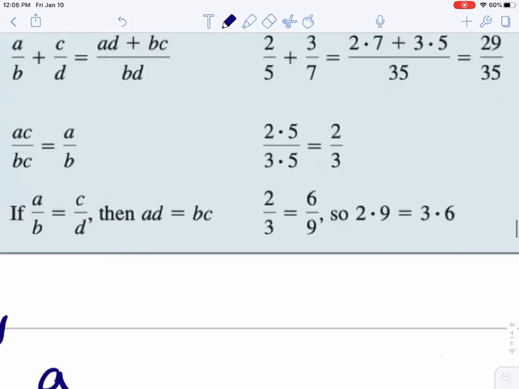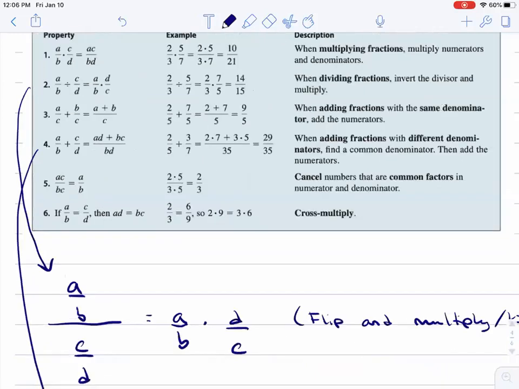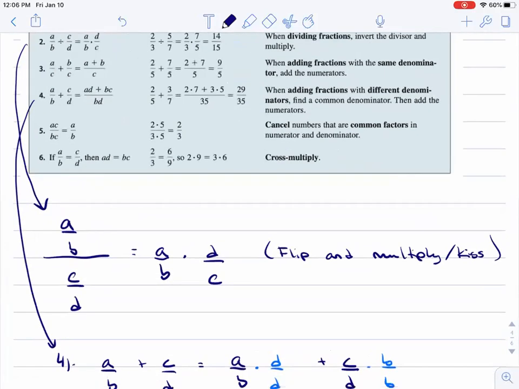And then the final property is our cross multiplication, which says that if A over B is equal to C over D, then I can move this D over to this side by multiplying, and I can move this B over to this side by multiplying. And we'll do more cross multiplication, but when we get there, we'll do a lot.